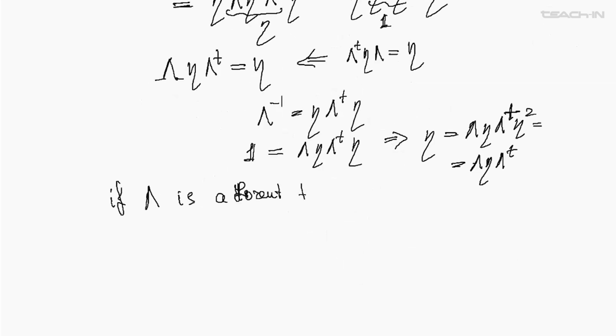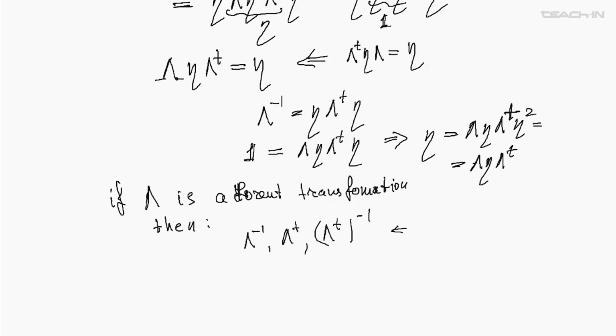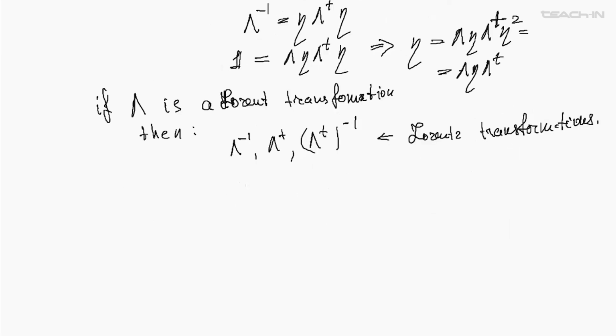In other words, what I have shown is that if lambda is a Lorentz transformation, then the matrices lambda minus 1, lambda transpose, and lambda transpose minus 1, they are all matrices of Lorentz transformations. They are also Lorentz transformations. And according to our definition of the group, Lorentz transformations form a group. The usual matrix multiplication is associative. That is, of course, obvious. Very good. And now we can continue investigation of the Lorentz group further.